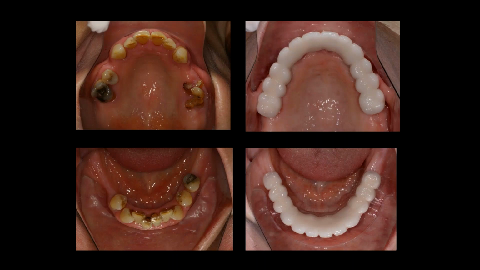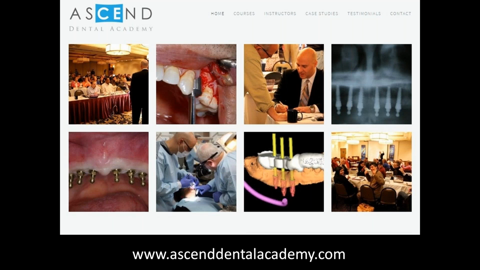Here we can clearly identify that utilizing some of the techniques that you've learned this evening, we may be able to assist our patients and rebuild their self-confidence, rebuild their function, and rebuild their aesthetics.